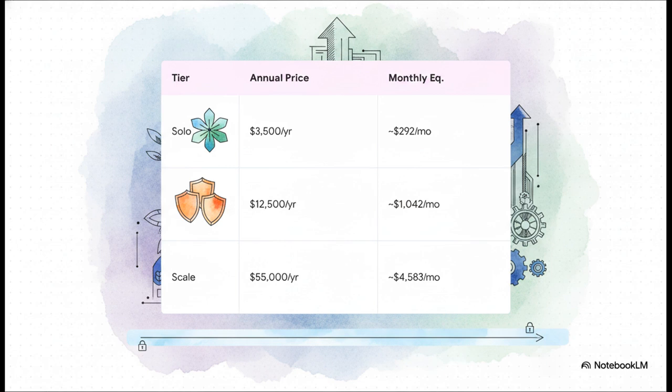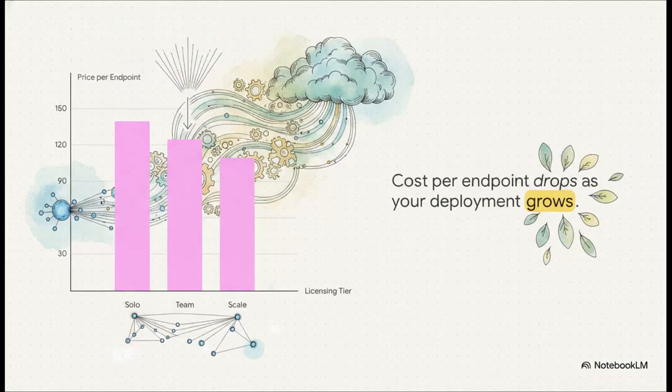What's brilliant here is the predictability. Thanks to this annual licensing structure, you are looking at locked-in, predictable operational expenses rather than wildly fluctuating monthly security bills that give your finance team a headache. And this just brilliantly illustrates the built-in economies of scale. Watch how the effective cost per endpoint actually drops as your deployment grows. We start at a cost of $140 per endpoint on the solo tier. That drops down to $125 on the team tier and decreases yet again to $110 on the scale tier. So as you protect more assets and commit to a larger environment, your unit cost is literally going down.